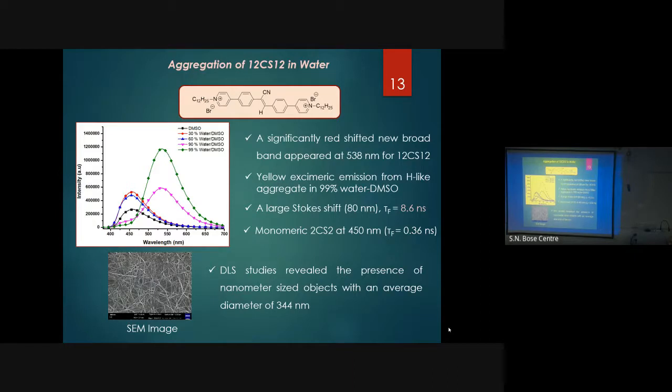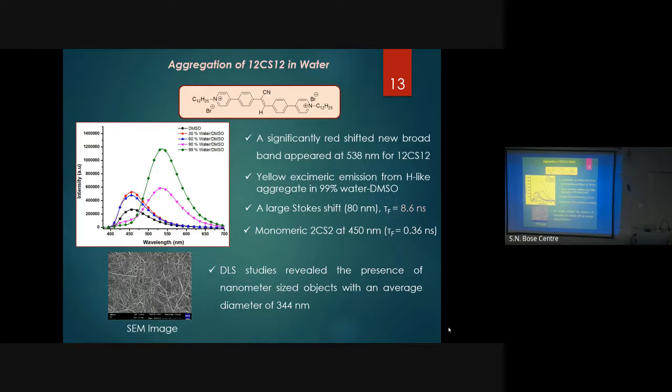In DMSO, it shows an emission around 450 to 460 nanometers. As soon as you go to higher water content, where it starts aggregating, a new peak comes out. This is a broad peak, close to 540 nanometers, and it has a much longer lifetime than what you observe for the cyanostilbene in the molecularly dissolved state. So the experiments told us that it is excimeric in nature.